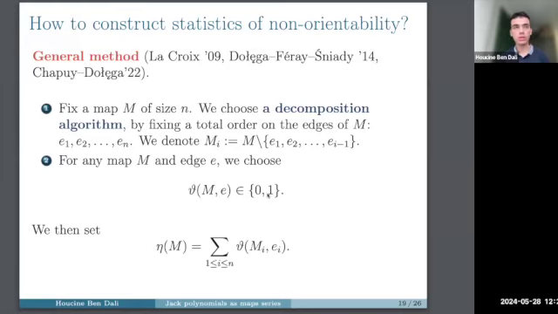And this statistic should be understood in the sense that it is deciding whether this pair of map and edge is a good pair or not, in the sense of when we add the edge E, are we going to increase the non-orientability of the map or not? So if you decide that adding the edge E does not increase the non-orientability of the map, we will assign the statistic 0. Otherwise, we will assign the statistic 1. And then we define the statistic eta of the map M as the sum of all the statistics theta collected while decomposing the map edge by edge.